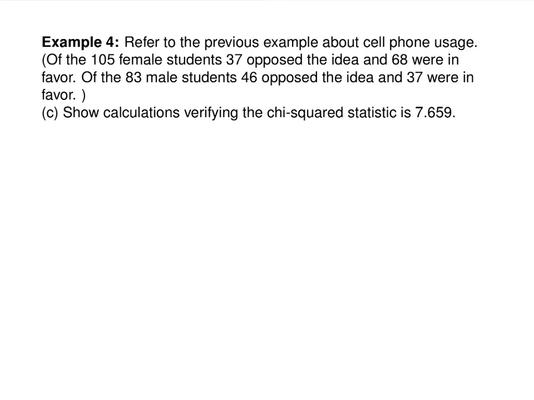Okay, show calculations verifying that the chi-square statistic is 7.659. So remember, chi-squared is the sum of observed minus expected, squared, over expected. Observed values come from your table, expected come from your table of expected counts. So for female oppose, there were 37 women in that category. The expected value was 46.36. And we square the difference and divide by 46.36.